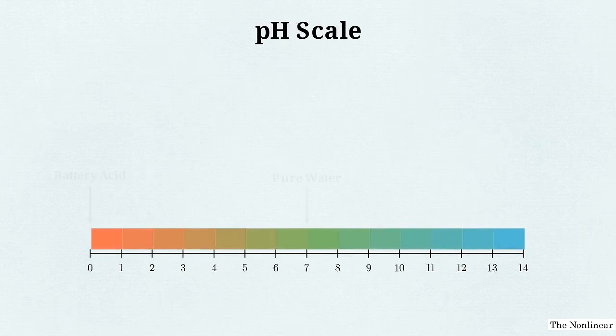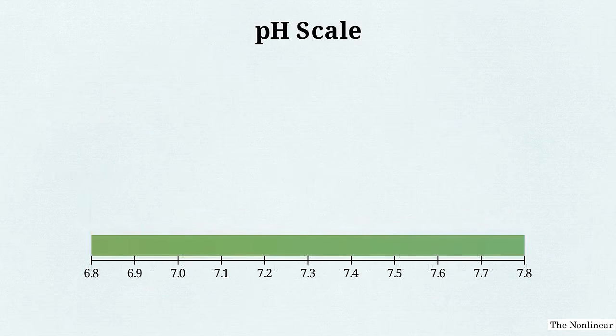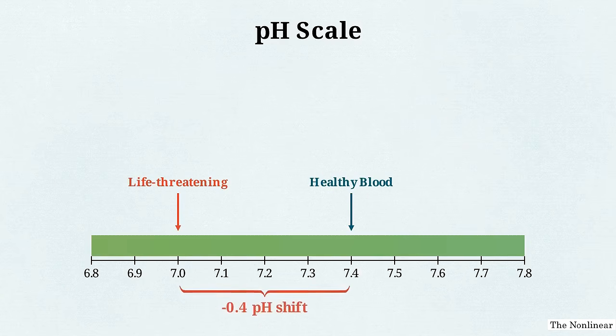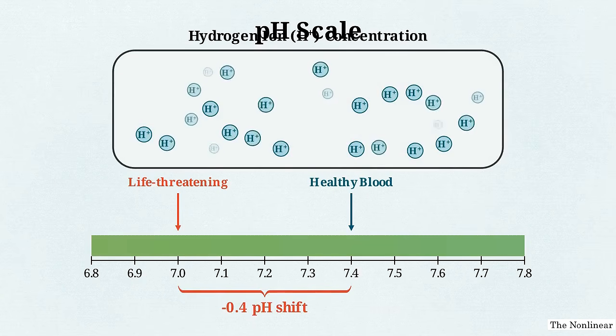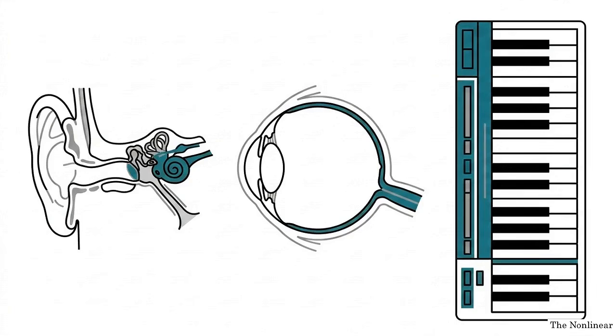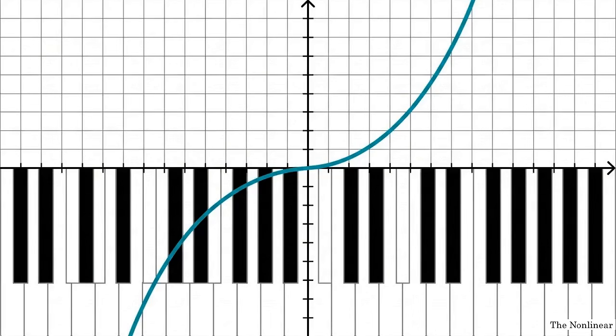We see the same compression in chemistry. This scale displays pH, plotting hydrogen ion concentration. Your blood maintains a strict pH of 7.4. A drop to 7.0 is life-threatening. That shift of just 0.4 represents a 2.5 times increase in actual blood acidity. These logarithmic scales are not just convenient, they match how our bodies actually perceive the world. They align mathematical measurement with biological perception.